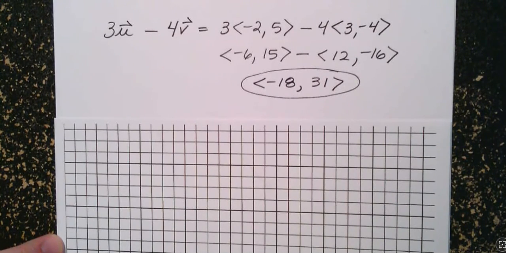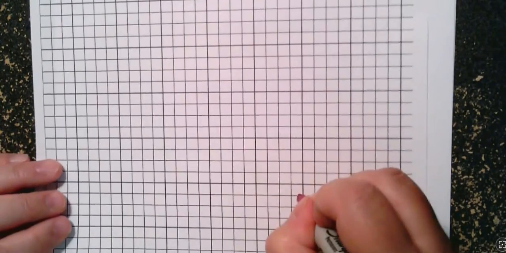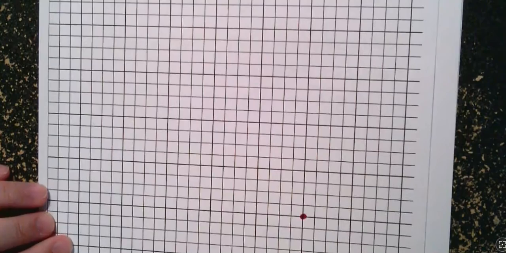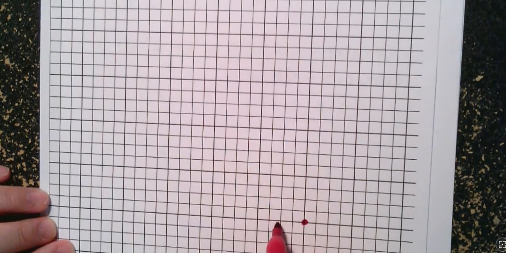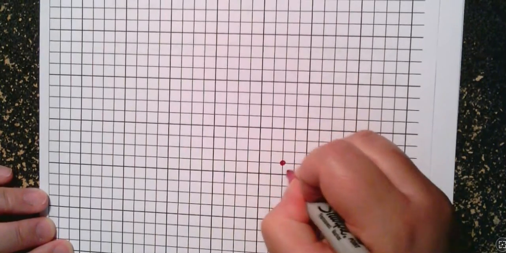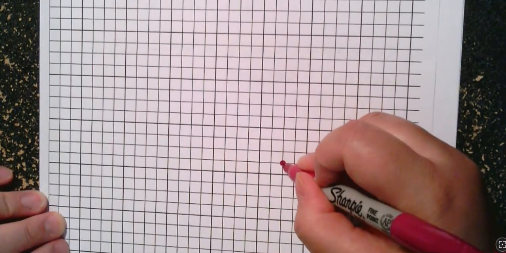Okay, so I've got my graph paper, and I basically just wanted to show you how you can do this visually as well. And sometimes you'll be asked to. So let's start in the middle of the graph paper. And remember that u is -2, 5. I'm going to start down here. If this is the starting point for u, I'm going to go 2 to the left, and then 1, 2, 3, 4, 5 up. So that would be the ending point. So there is u.